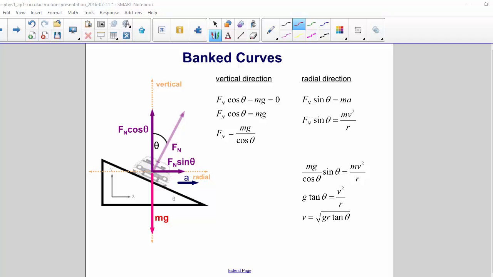And here it is again. The velocity necessary to keep the car in a circle without friction is v equals square root of g r tangent theta.